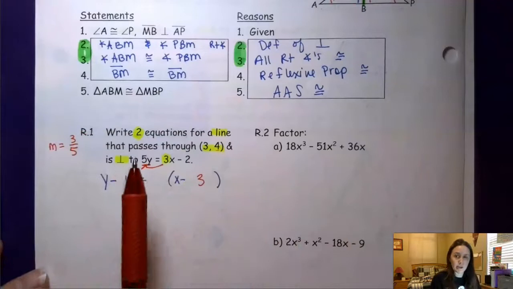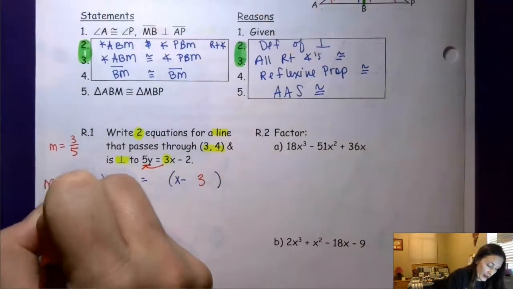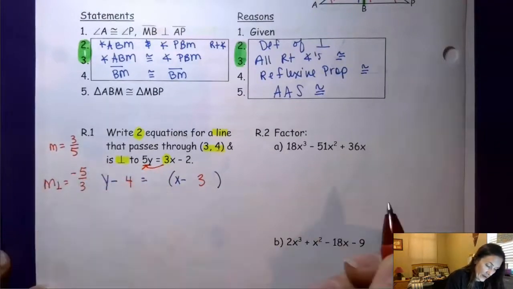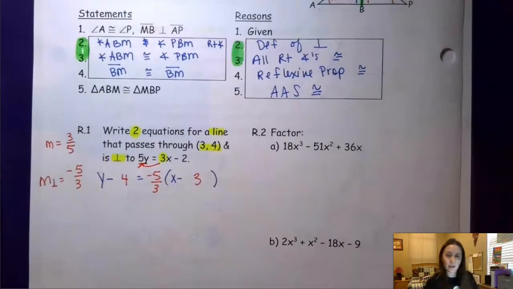Well, I don't want that slope. I want the perpendicular slope. So the perpendicular slope is going to be the opposite of that and the reciprocal, negative 5 thirds. So pat on the back if you got that one right. Good job.